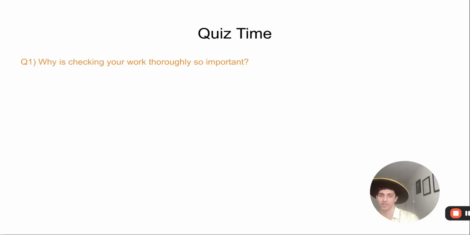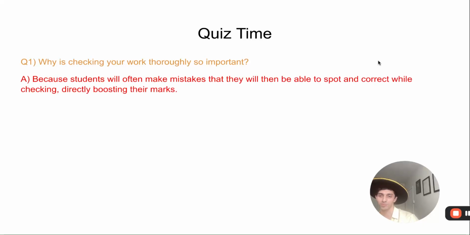Okay, let me reveal the answer. So this is important because students will often make mistakes that they're then able to spot and to correct while they're checking, and that could directly boost or increase their marks. So definitely not something to overlook or forget.